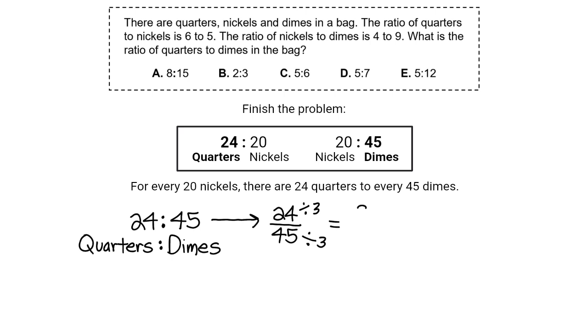And it looks like you're going to end up with 8 over 15. So it looks like the final answer is going to be 8 to 15. So in this bag, there are 8 quarters for every 15 dimes. So it looks like the final answer is A.